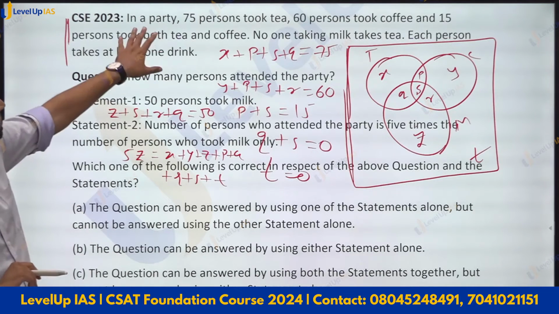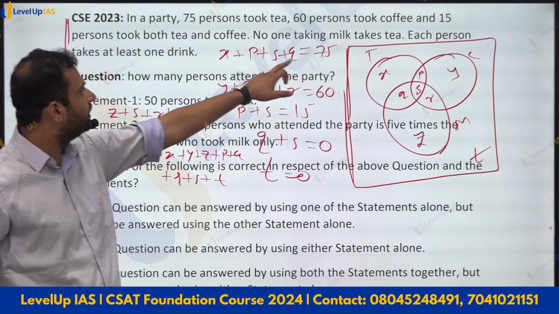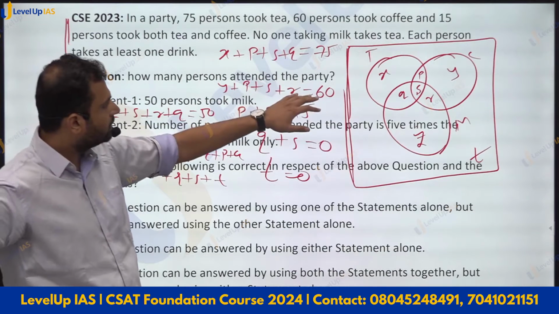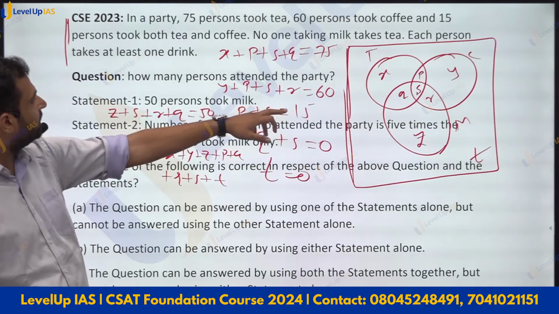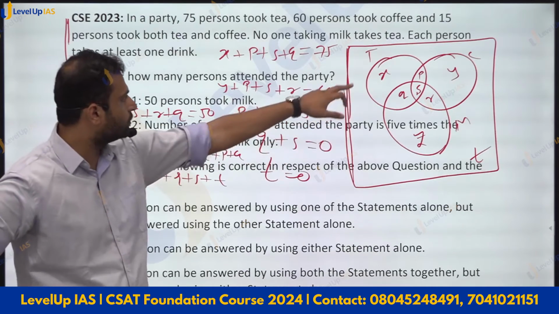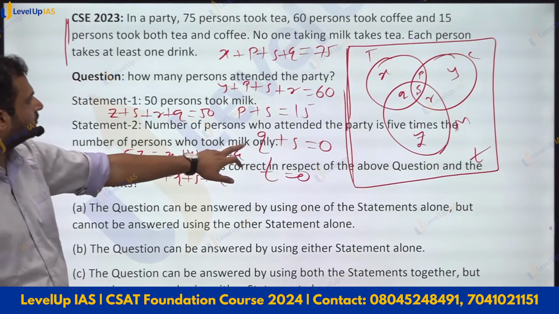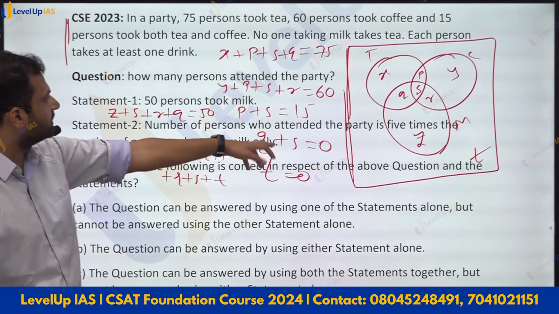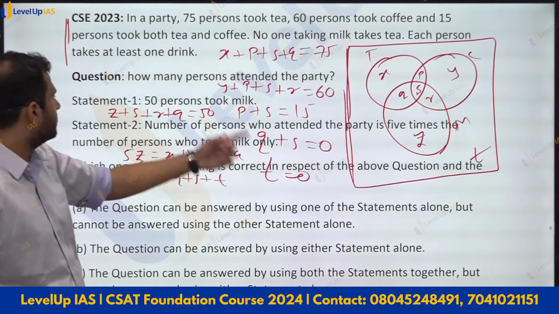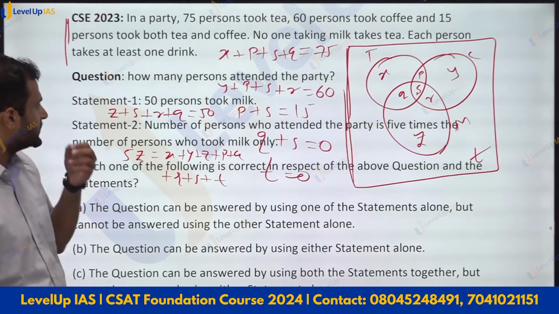I think these are all the equations. 75 persons took tea, right? 60 persons took coffee, 15 persons took both. Then there is nothing in common here. P plus S is 0, Q plus S is 0, and T is 0. That is the known things.